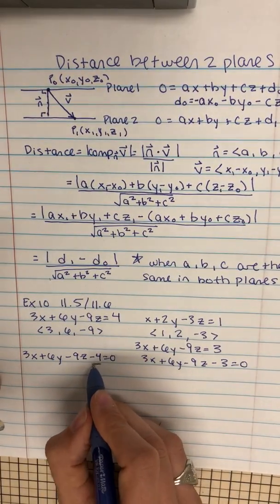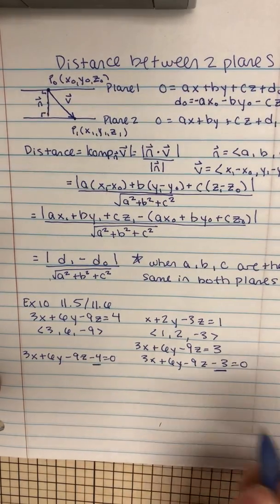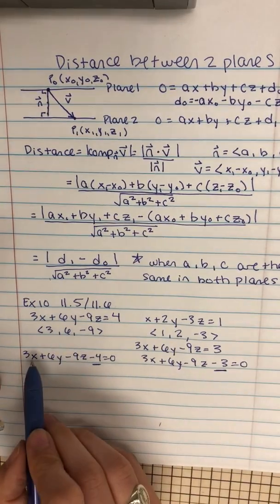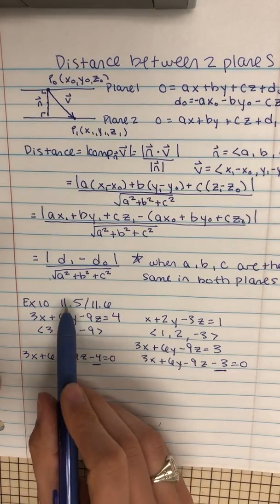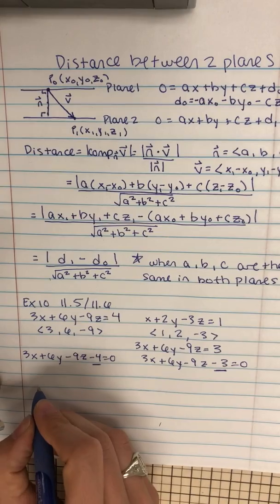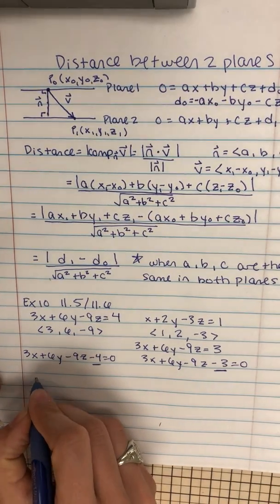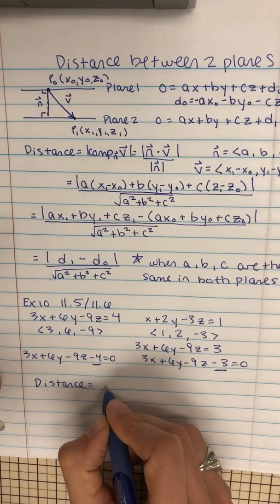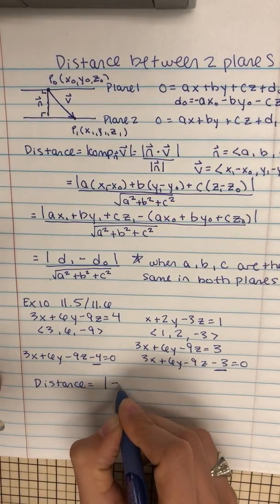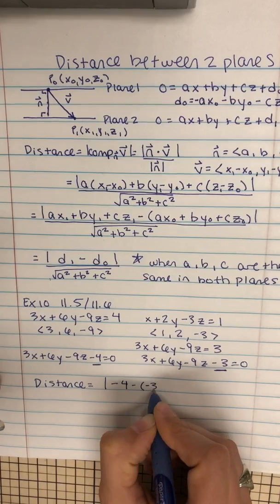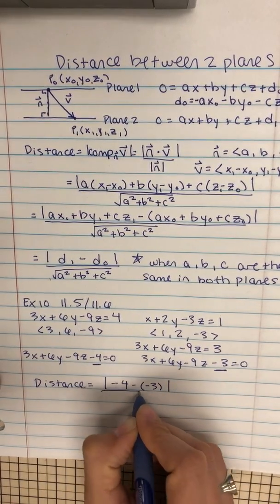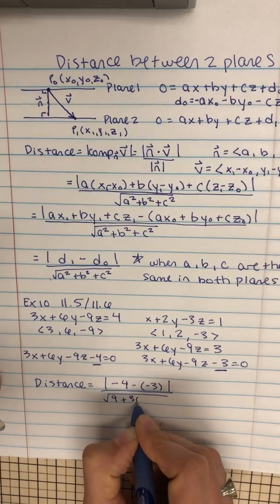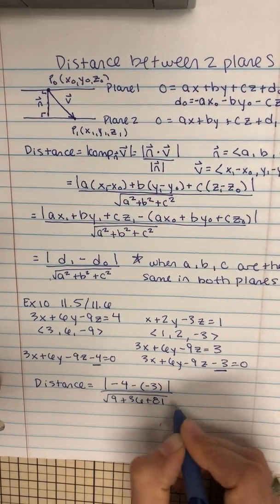So now I can see that this is D1 and this is D0, however you label your planes. And no matter which A, B, and C I use, I will plug in the same. So the distance between these two planes is the absolute value of -4 minus -3, all over the square root of 9 plus 36 plus 81.